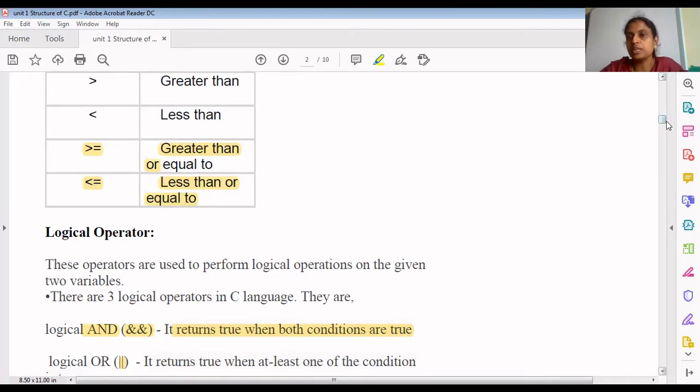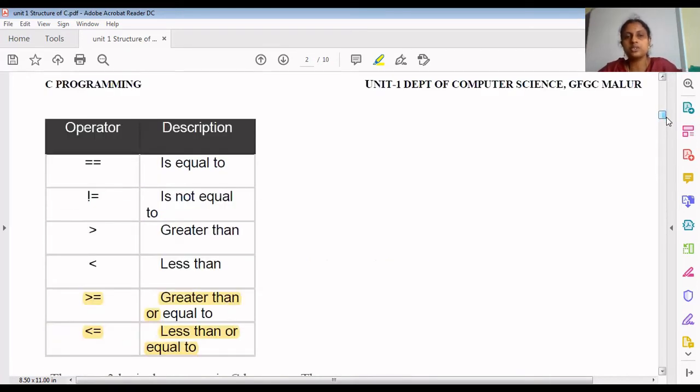So when we talk about relational operator, what are the symbols used? We have 6 things. One is equal to, not equal to, greater than, lesser than, greater than equal to, lesser than equal to. 6 operators are there under relational operator.